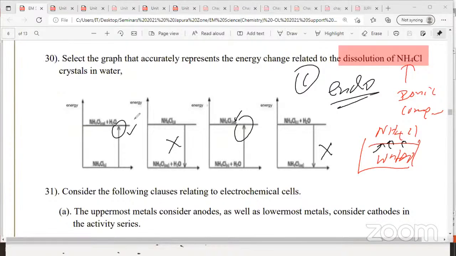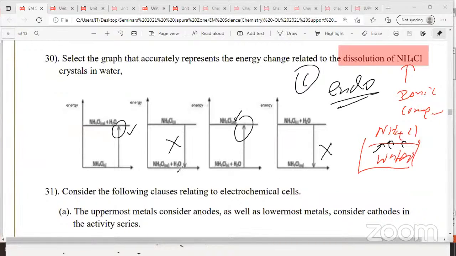Right? Any volunteers? Can anyone guess the answer here before I tell? What is the most correct answer here? Answer is NH4Cl equals, answer is 3, right?